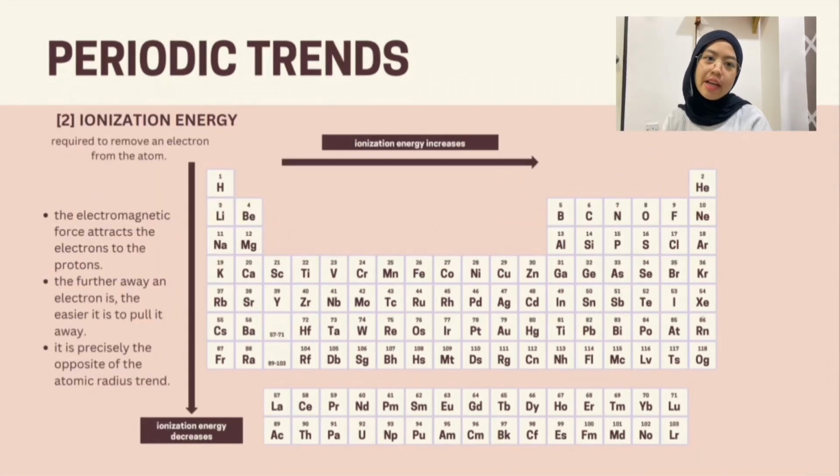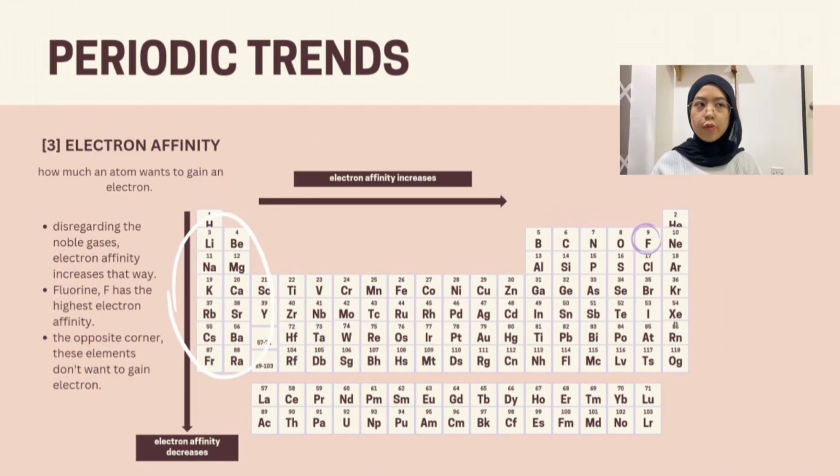The second is ionization energy. This is the energy required to remove an electron from the atom. It will always be an electron in the outermost shell. The electromagnetic force that attracts the electrons to the protons drops off very quickly with distance. So the further away an electron is from the nucleus, the easier it is to pull it away. The ionization energy trend is precisely the opposite of the atomic radius trend, because when it goes this way, the ionization energy increases.